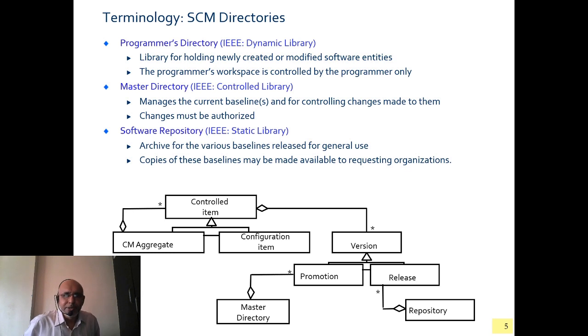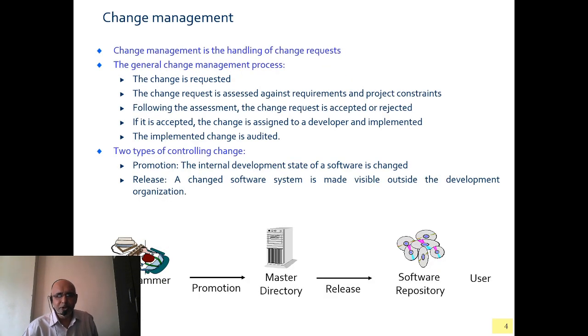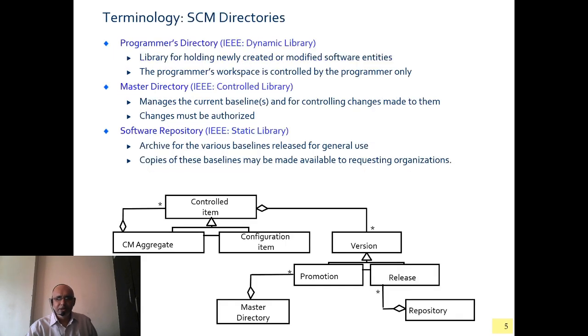Again, to repeat the library types: dynamic means changing, because multiple times you are applying checkouts and check-ins. Remember that I am using the checkout process first and then check-in, and then the controlled library, and lastly the static library. Again, compare this diagram with the previous diagram. Programmers do promotions and build the master directory, from which you work with the releases which are for the outside world, and you make the software repository ready for the user, right?